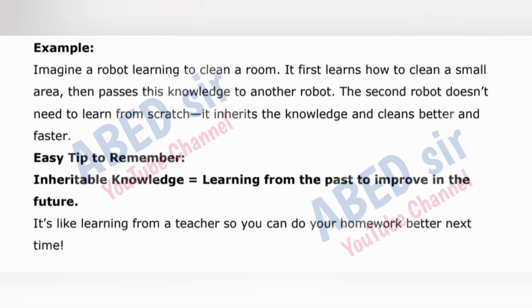Example. Imagine a robot learning to clean a room. It first learns how to clean a small area, then passes this knowledge to another robot. The second robot doesn't need to learn from scratch. It inherits the knowledge and cleans better and faster. Easy tip to remember. Inheritable knowledge is equal to learning from the past to improve in the future. It's like learning from a teacher so you can do your homework better next time.